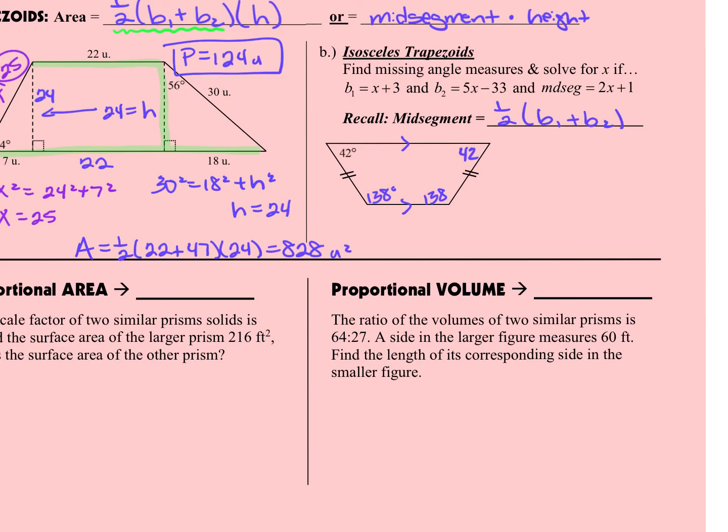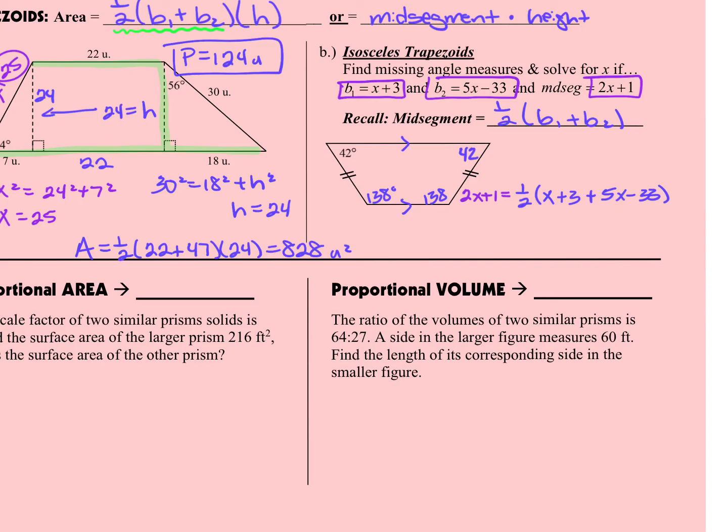Now, I also want to look at just some algebra that we can do here. If I'm given some information about my two bases, and I'm given an expression here for the mid-segment, we can use our mid-segment formula to solve for x. So I'm just going to substitute in. My mid-segment is 2x plus 1, just substituting mid-segment for 2x plus 1. Then on the other side, I'm going to have my 1/2, and I'm going to write each of my bases in here for here and here. So I'm going to have my x plus 3 plus my 5x minus 33.